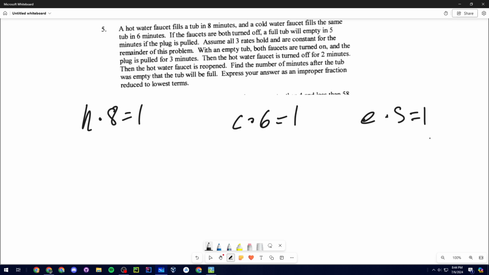Okay, and with an empty tub, both faucets are turned on, and the plug is pulled for 3 minutes. What do I have to find out? Okay, empty, yeah, the last problem killed my brain. With an empty tub, both faucets are turned on, and the plug is also pulled for 3 minutes. So it's basically just 1 over 8 plus 1 over 6 minus 1 over 5 times 3.